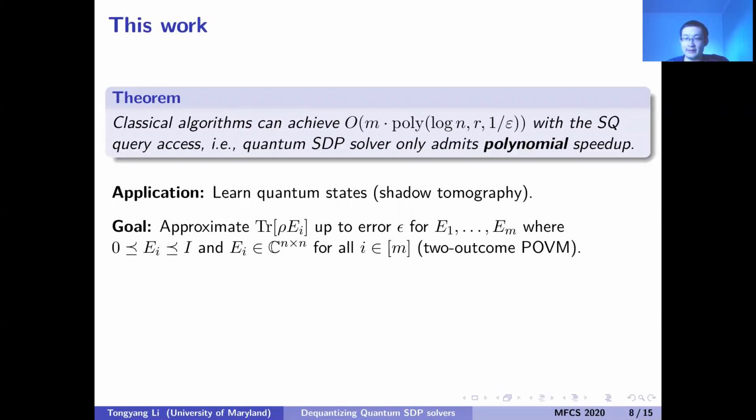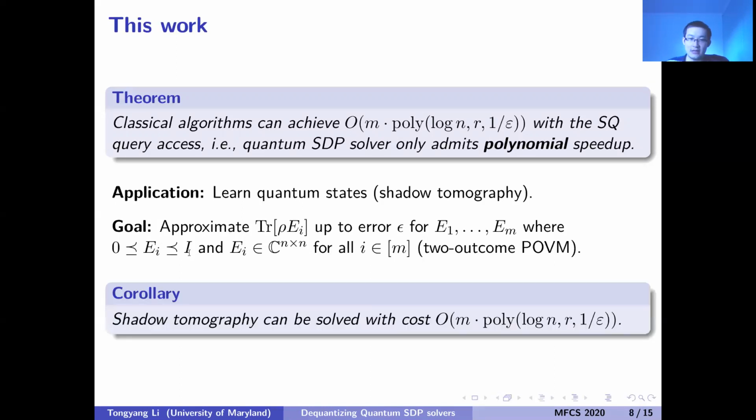And we also found one application back to quantum computing. In quantum computing, a very important task is to learn a quantum state. In particular, if you want to learn a state based on measurements, this is typically called shadow tomography. Mathematically speaking, the goal is just to approximate the trace of your state times a certain measurement operator Ei within some error epsilon. Each operator is a measurement operator, called a two-outcome POVM. It is a positive semi-definite matrix that is between 0 and the identity. Smaller than identity just means all the eigenvalues of Ei are smaller than 1.